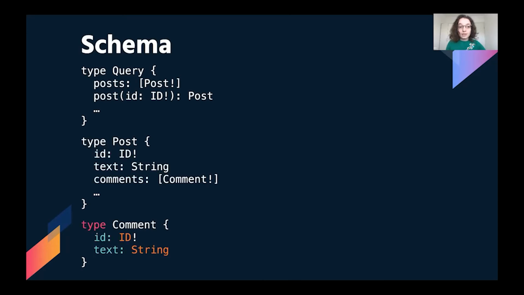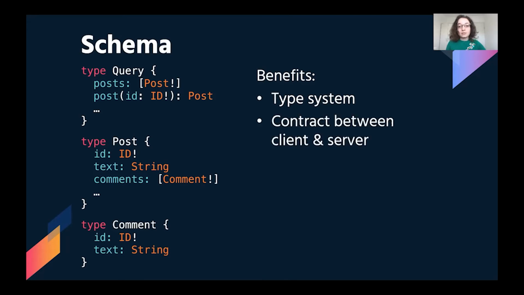Having a schema has many benefits. For example, the schema serves as a type system, meaning that GraphQL can generate from the schema types in our own language automatically. So it can generate the post and the comment type and many other types in C# or Java or TypeScript or any language that you are using.